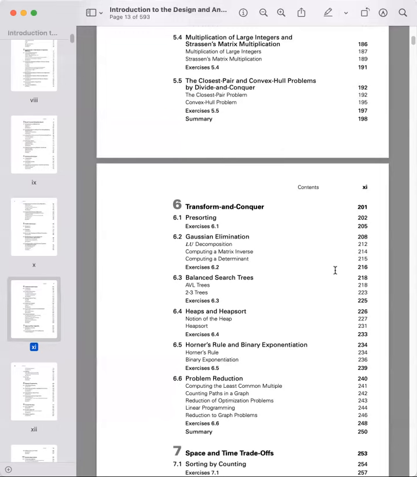The test itself will be open book, open note, open internet. All I don't want you to do is phone a friend or work together or any of that stuff. It should be your own work.